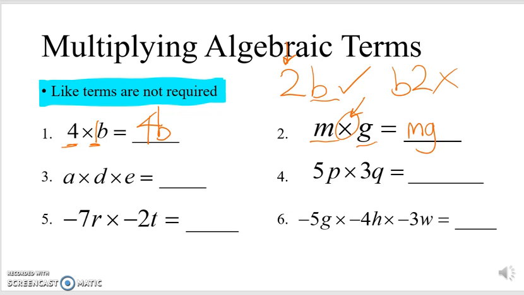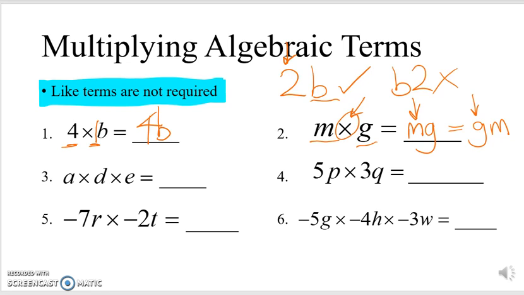But because of the commutative law, it means that the other answer we would accept would be gm, because we can multiply these terms in any order, and the result will be the same. So I could start with m if I wanted, or I could start with g. So either answer is fine.